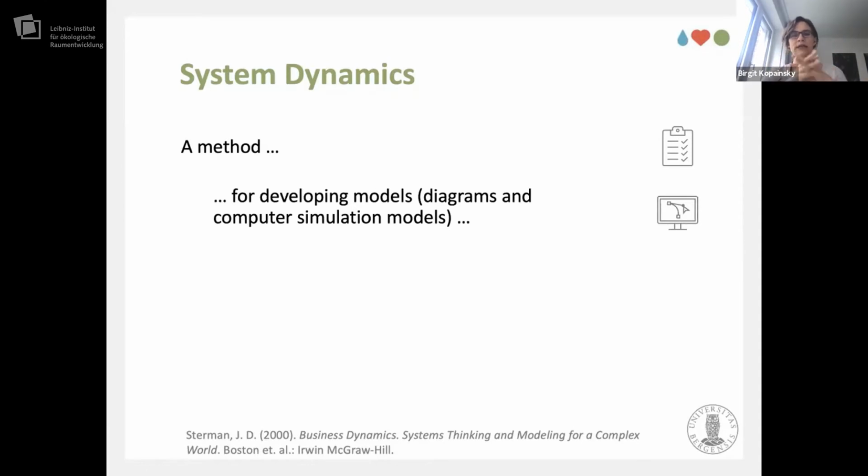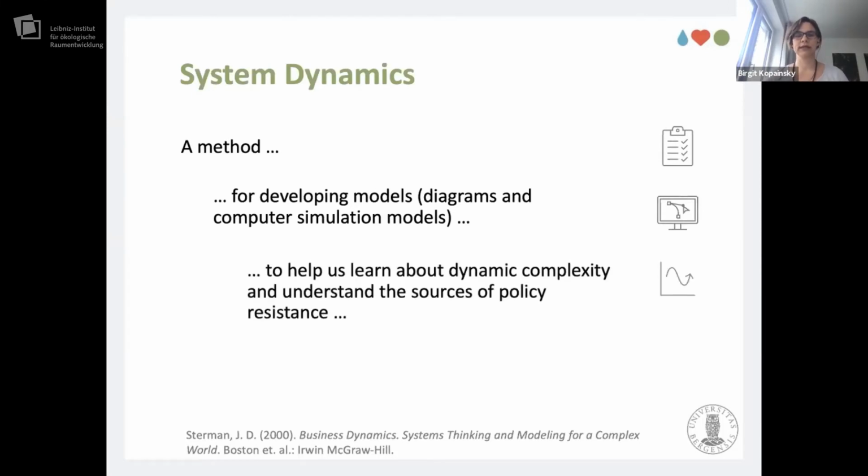But I'll talk a little about these qualitative diagrams in my case study to illustrate already the kinds of discussions that you can facilitate with this more qualitative step in the modeling process. So system dynamics is a method for developing models, and not just because we love model building, but because we want to learn about the dynamic complexity of a problem. I'll get back to that. And we want to understand the sources of policy resistance.